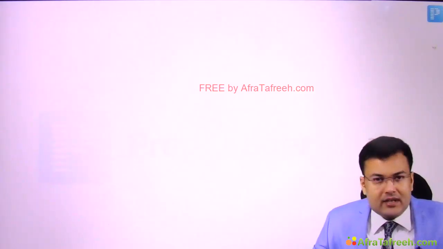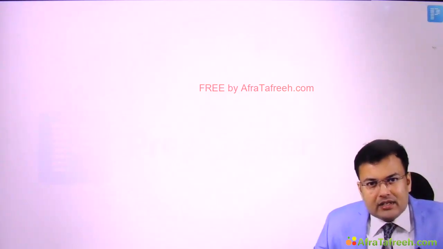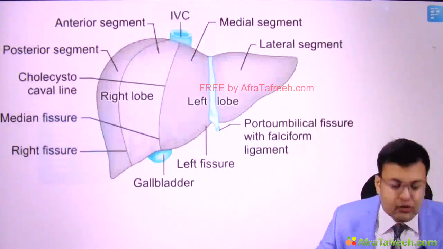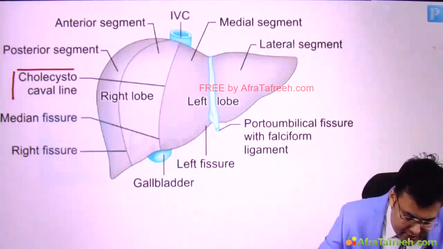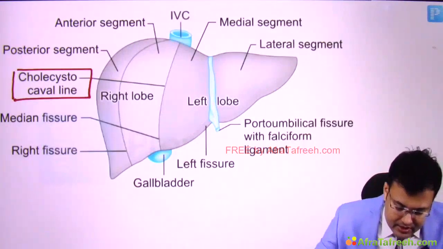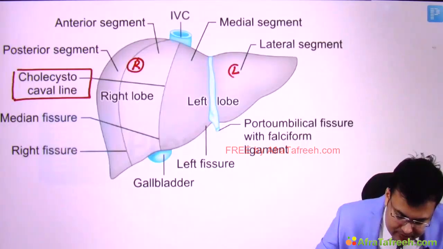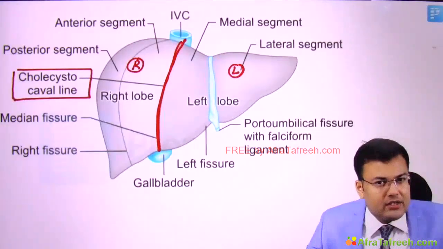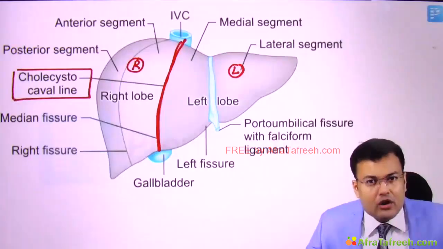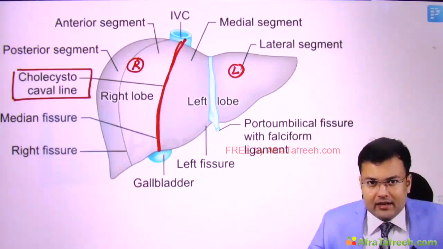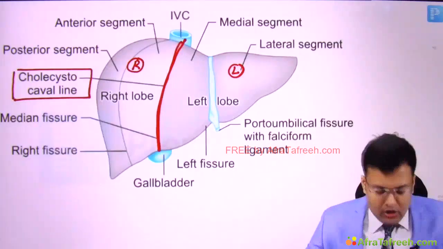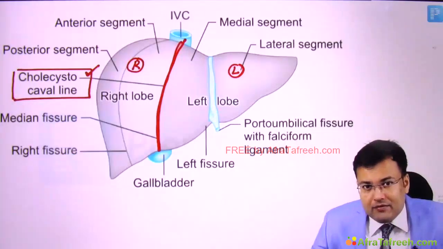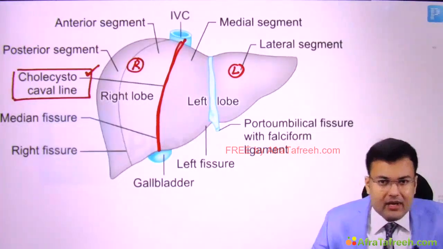There is a question: before discussing the anatomical division, let's discuss the physiological division. This question was asked in NEET recently: what is the name of the physiological line of demarcation between the right and left lobe? This physiological line of demarcation is known as the cholecystocaval line, also known as the cholecystovenacaval line. So what is this line? It's the physiological, be careful, physiological line of demarcation between the right and left lobe.